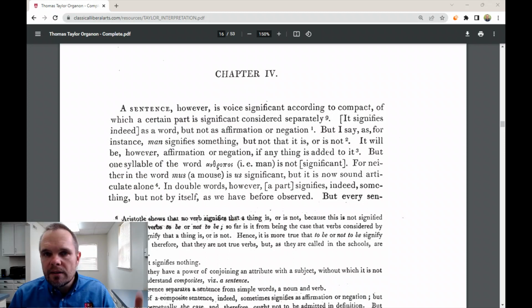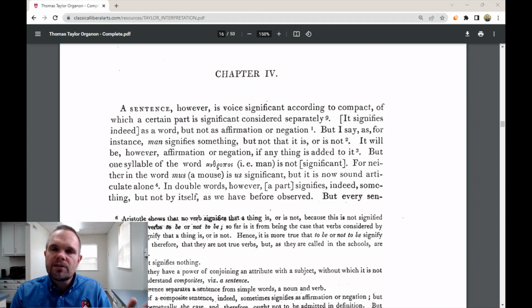In this, a sentence is like a noun or a verb, because a noun and a verb are individually voice significant according to compact. So a sentence is like a noun and like a verb in that it is voice or spoken sound that is significant according to compact, right? But a sentence differs from those because a certain part of a sentence is significant when considered by itself.